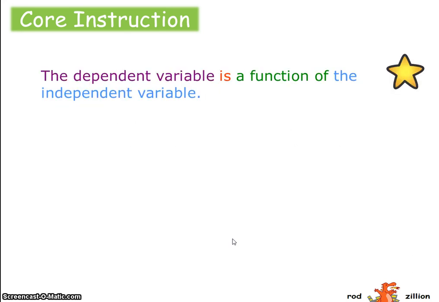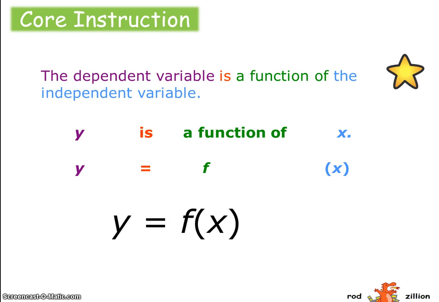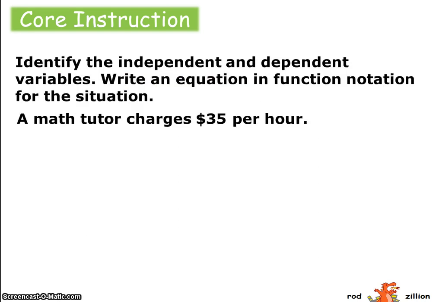So the dependent variable is a function of the independent variable. Another way to say that is y is a function of x, or y equals f of x. All these essentially are saying the same thing. So in this situation, we're going to identify the independent and dependent variables, and then we're going to write an equation in function notation for the scenario.